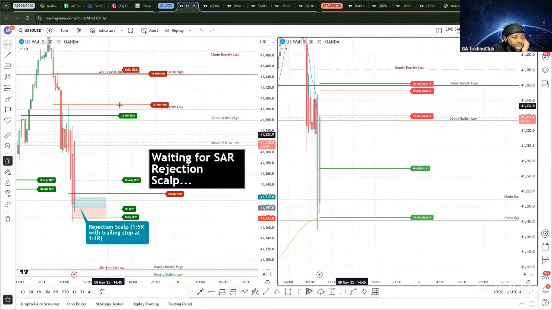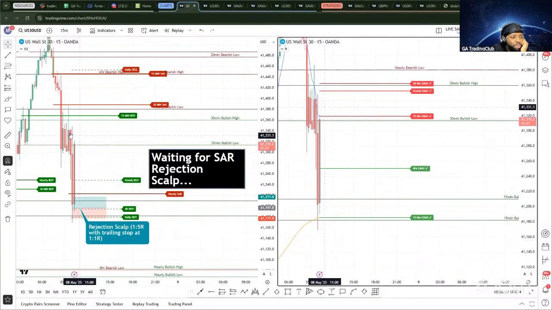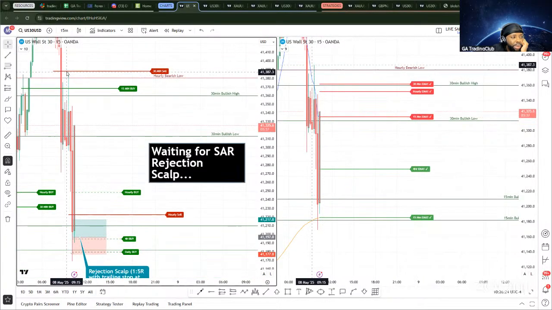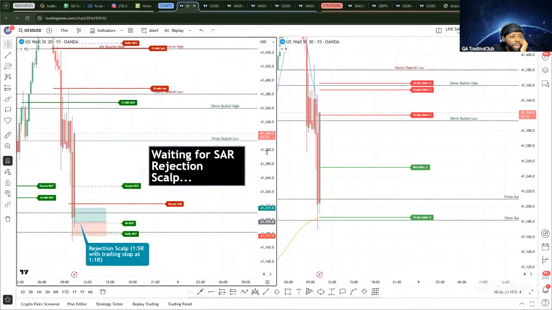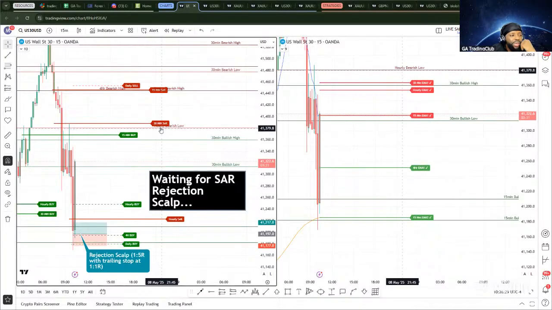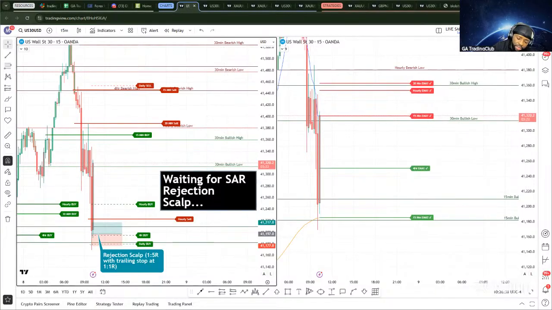And since rejection scalps are counter trend, if price is moving up, I'm looking at a bearish order block. So this hourly bearish low here was tested during market open and price came back down from it. So if price comes back to this hourly bearish low, I wouldn't take it. But if price comes to the 4 hour bearish high here, I would be looking to take a sell on US 30 somewhere here.